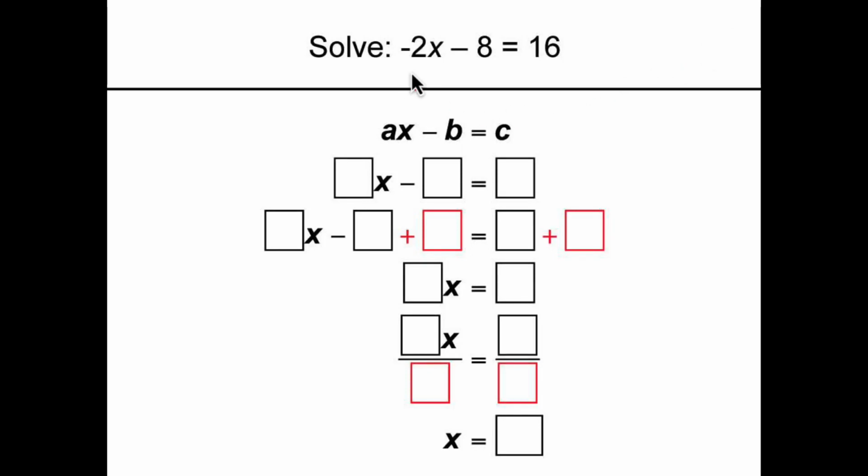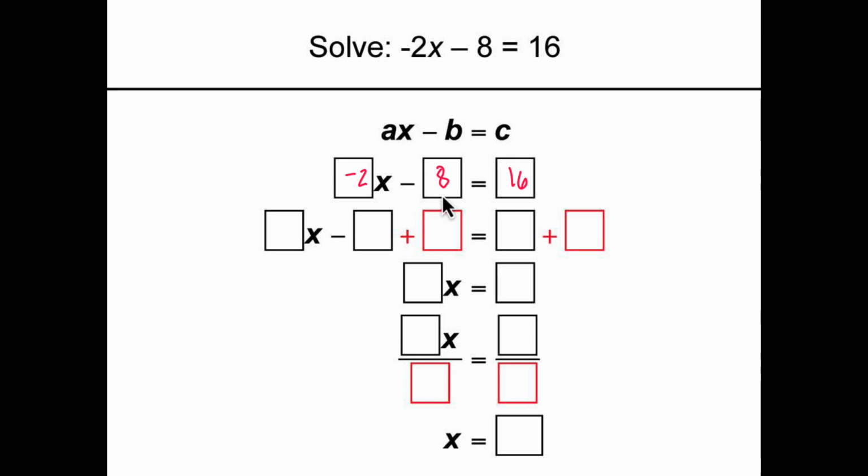Solve this two-step equation. It's a two-step equation because it includes two operations, multiplication shown here and subtraction shown here. Let's take this equation and plug it into this template. So we get negative 2x minus 8 equals 16.